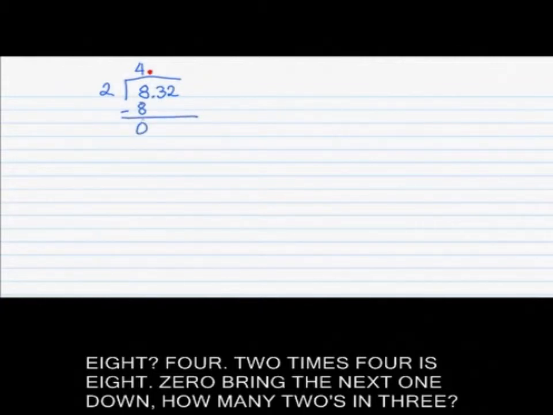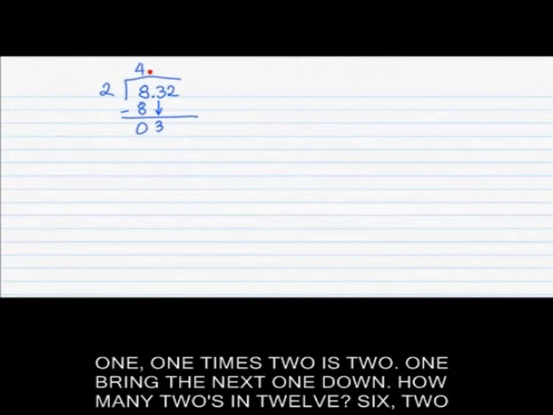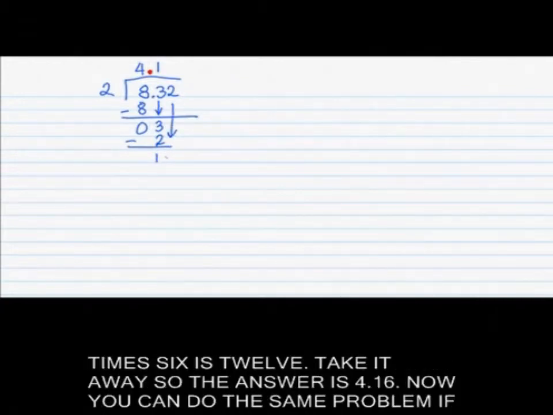How many 2's in 3? 1. 1 times 2 is 2. 1. Bring the next one down. How many 2's in 12? 6. 2 times 6 is 12. Take it away. So the answer is 4.16.